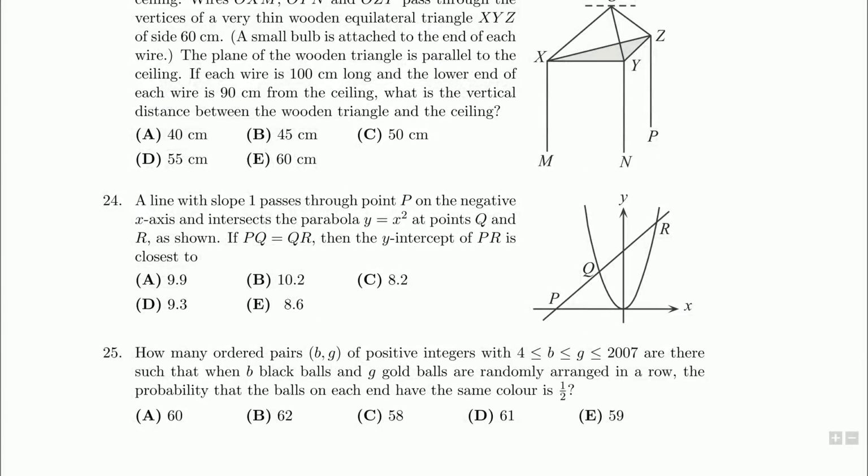A line with slope 1 passes through point P on the negative x-axis, so that's this point P down here, and intersects the parabola y equals x squared at points Q here and R here as shown.